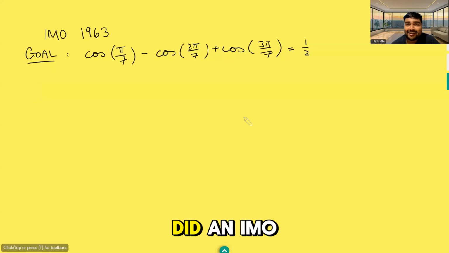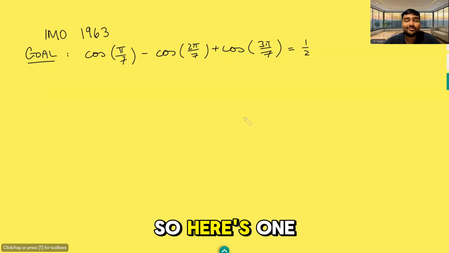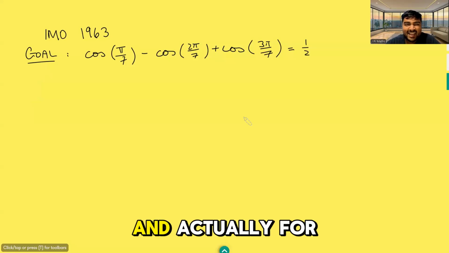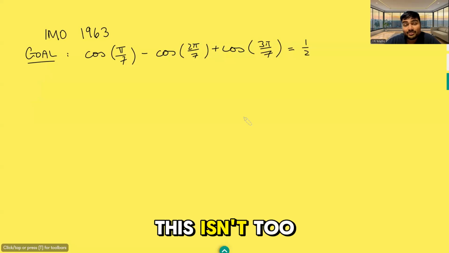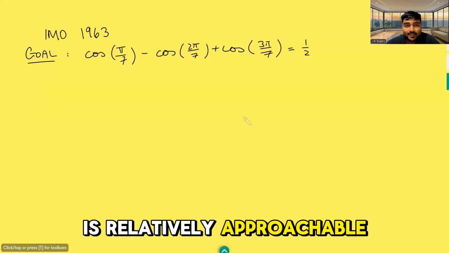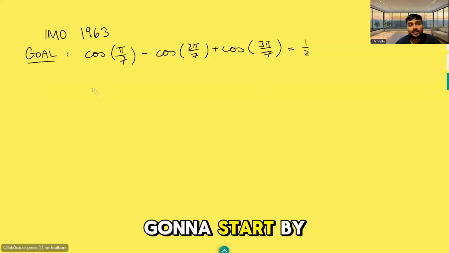It's been a while since I did an IMO problem on the channel, so here's one for you from 1963. Our goal is to prove that cos of pi over 7 minus cos of 2 pi over 7 plus cos of 3 pi over 7 is a half. And actually, for an IMO problem, this isn't too bad a solution. Hopefully one which is relatively approachable. Let's dive in. What are we going to start by doing?